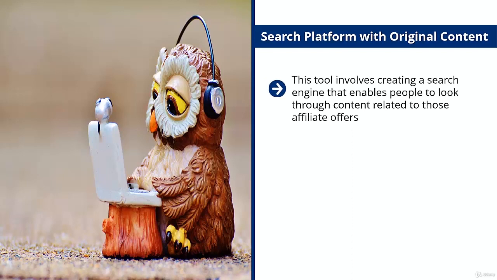This tool involves creating a search engine that enables people to look through content related to those affiliate offers. Great examples of this include airline booking websites as well as hotel booking websites. Advantage. You bring more value to the table. You're not just sharing an article with affiliate links. Instead, people can cross-reference different products so they can make the right choice, or they can find specialized information about a product and then make a choice.